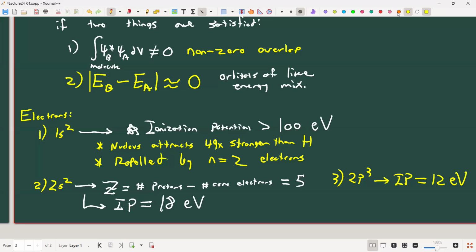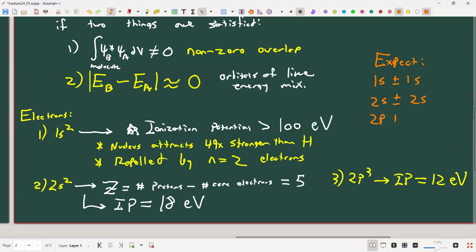So what I should expect is that my molecular orbitals should get a combination of 1s and 1s. I should certainly get a combination of 2s and 2s. And then I might also get 2p plus 2p and maybe 2s plus 2p. Maybe. But certainly the dominant contributors are going to be the p's combining and the s's combining because they're at the same energy. But the 1s is never going to mix; the core never touches the valence.